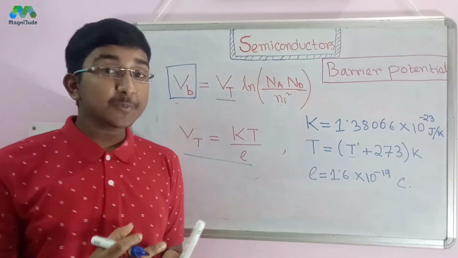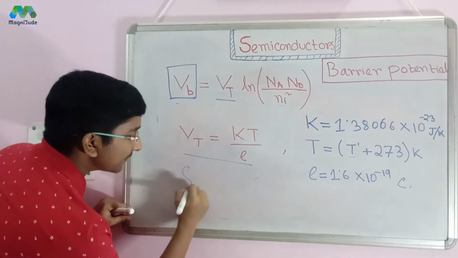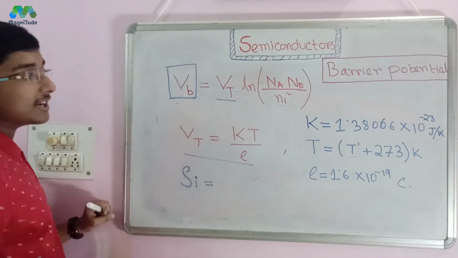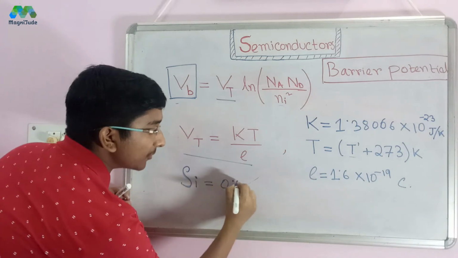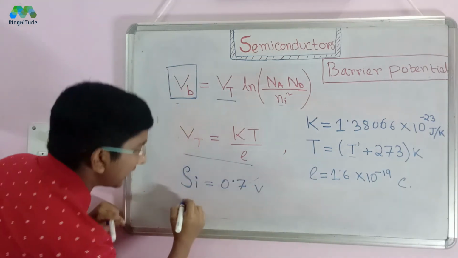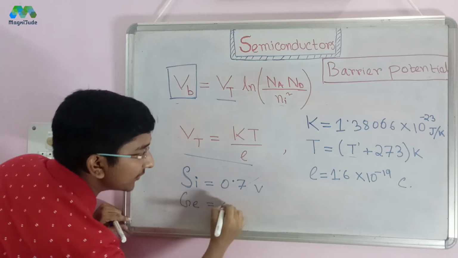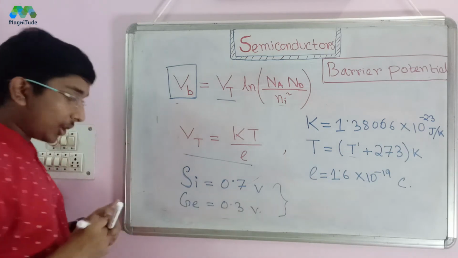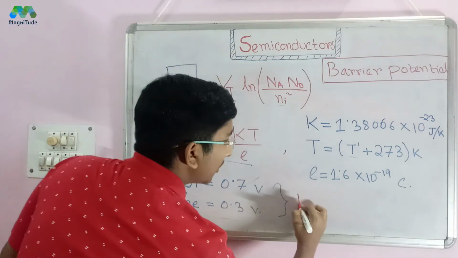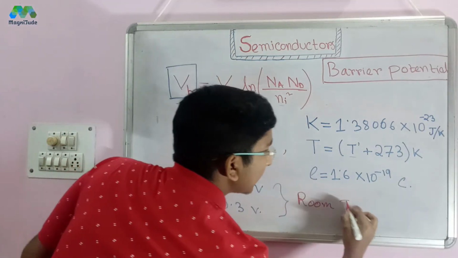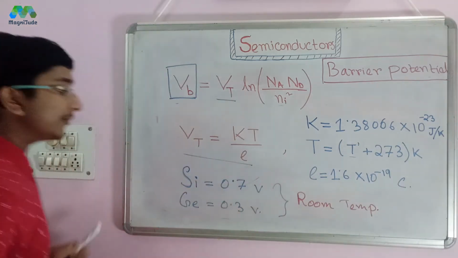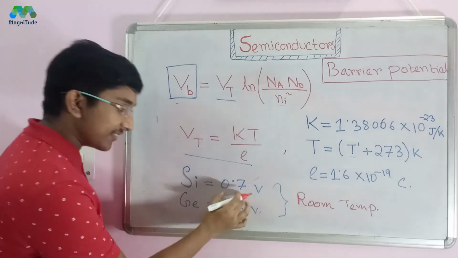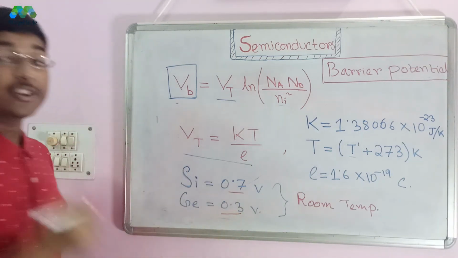So in case of room temperature, for silicon semiconductor, we can say the barrier potential will be 0.7 volt, and for germanium it will be 0.3 volt. These two values hold only in case of room temperature. So at room temperature, the barrier potential for silicon and germanium is 0.7 volt and 0.3 volt.